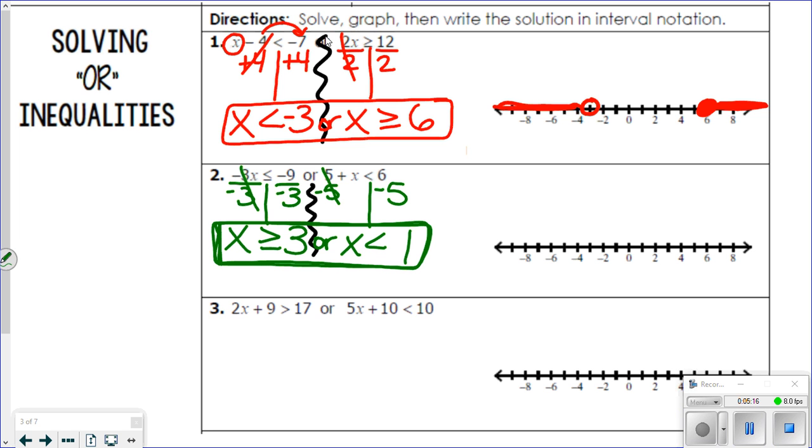So x is greater than or equal to 3, so close circle at 3. Greater than, we shade to the right. X is less than 1, so an open circle at 1. Less than, we shade to the left. So again, this is a disjunction. We're shading opposite ways. We're disconnected, and we use the word or in between.